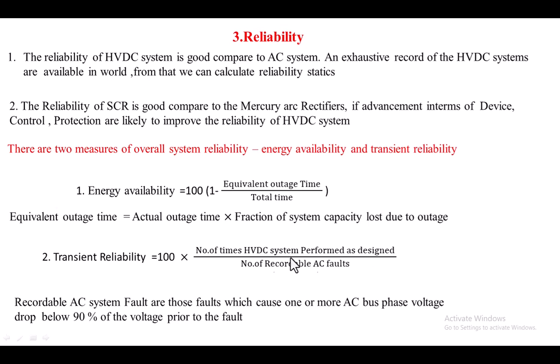Next, transient reliability. The transient reliability we can calculate as 100 into the number of times the HVDC system performed as designed, divided by the number of recordable AC faults. The recordable AC faults are those faults which cause one or more AC bus phase voltages to drop below 90% of the voltage prior to the fault.